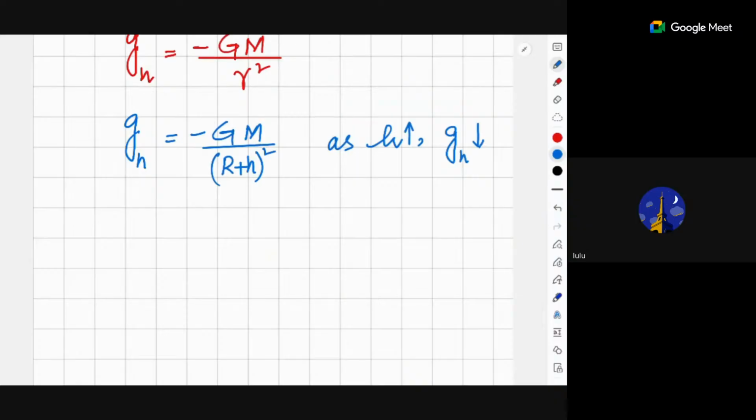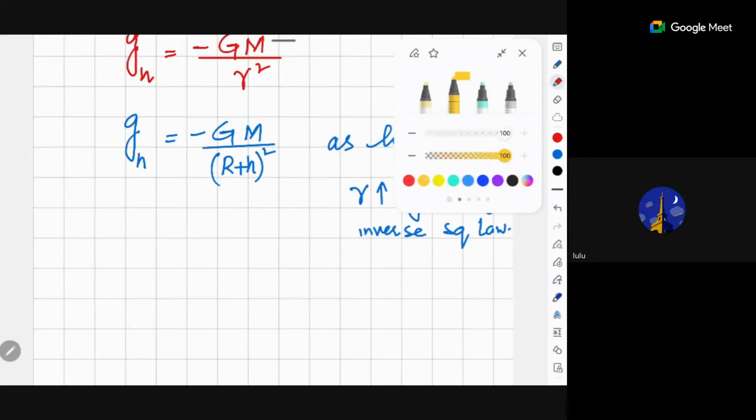I will draw a graph completely, but you have to keep this one point: as the height increases above the surface, g decreases, and as the separation, small r, not radius, increases, the value of g decreases by inverse square law. Now there is one important derivation here, which is named below the surface.